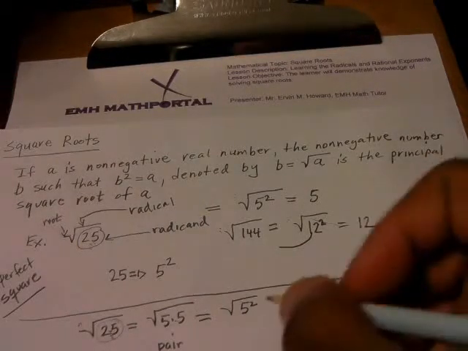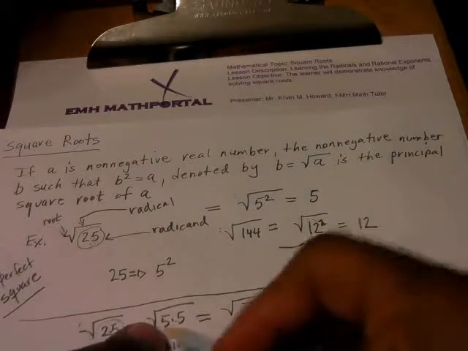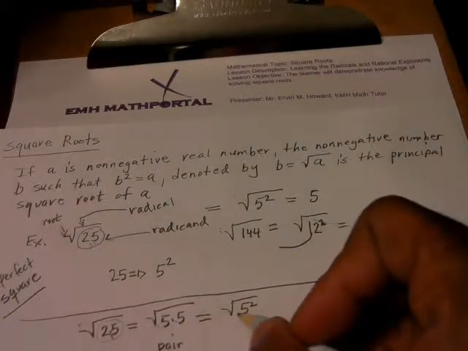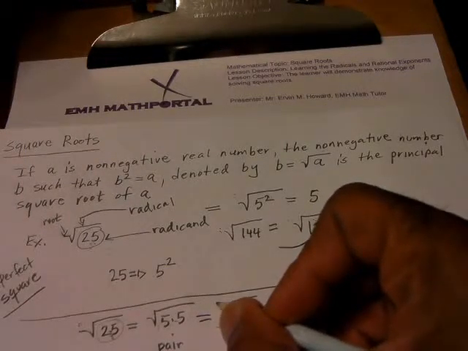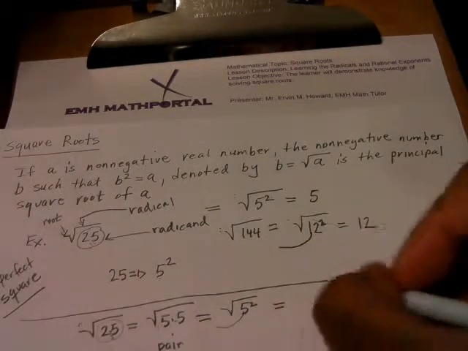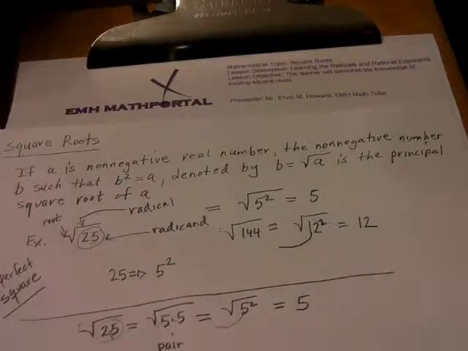Now, when you identify, the root says, I want you to tell me how many numbers I need to make a pair. In this case, you need 2 numbers to make a pair. In this case, 5 times 5 can be expressed as 5 squared. And then as you bring this one out, the root cancels out the exponent, and you have 5. It works the same way.